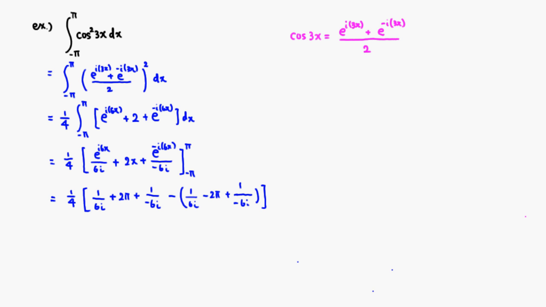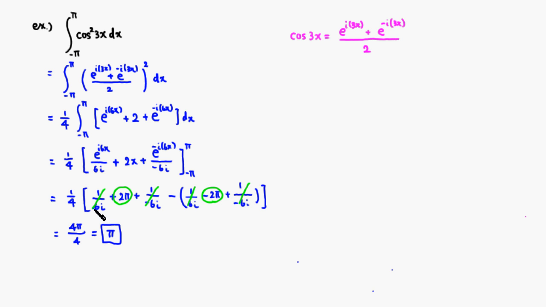Then you can see that there are a bunch of things that cancel out, so these are the negation of each other, and these cancel out. And then what's left is 2 pi minus negative 2 pi, so it's going to be just addition. So you're going to have 4 pi divided by 4, which is going to be equal to pi.